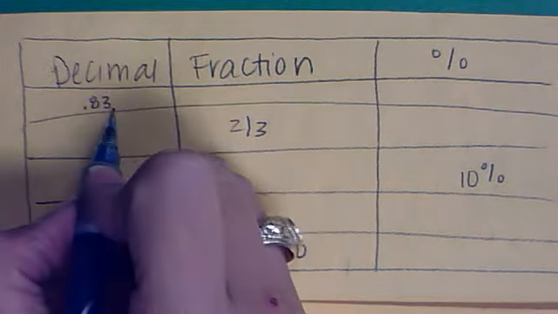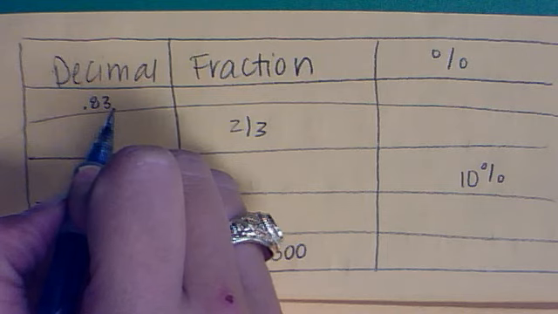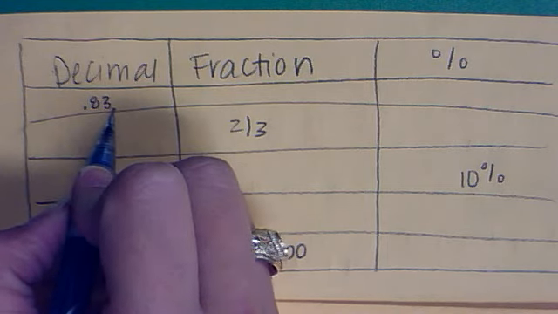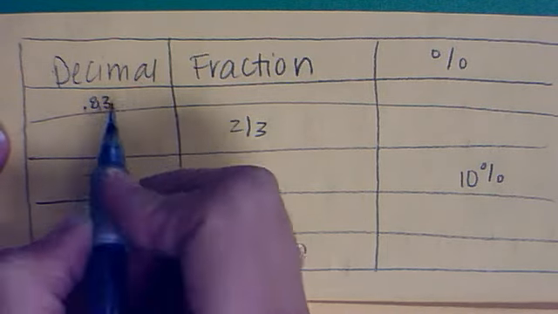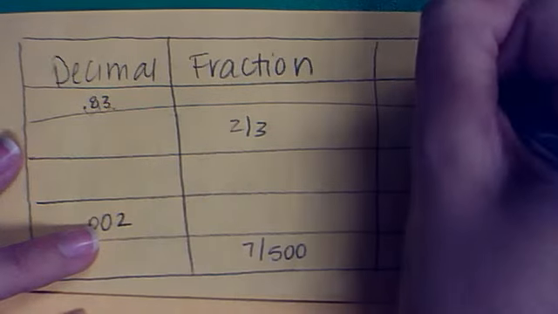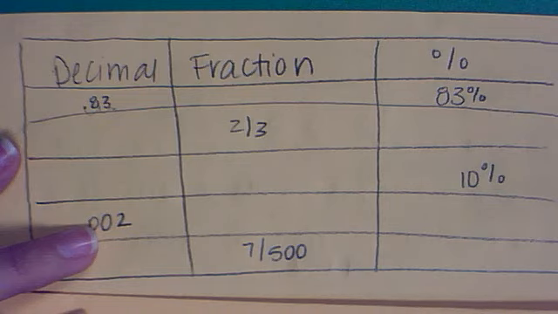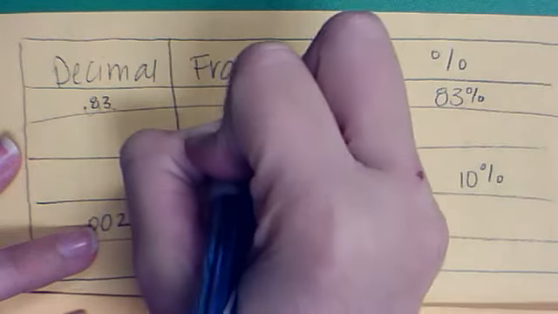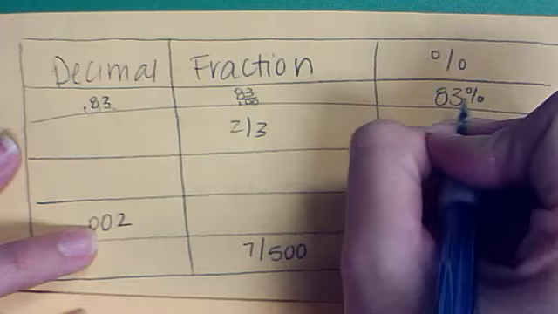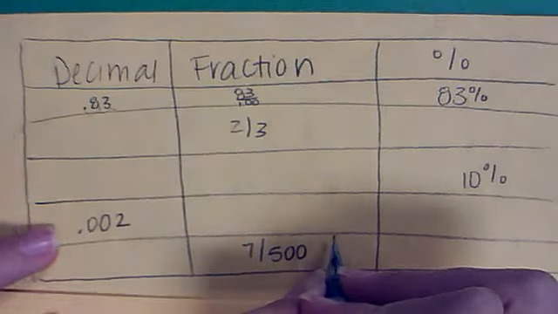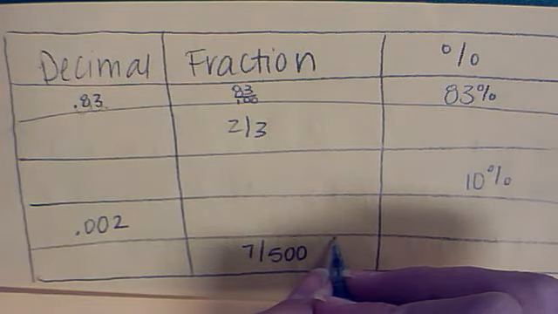Starting with the first one, if we start with a decimal of 0.83, to move it to a percent, the first thing to do, the easiest thing to do, is to move it over 2 places to the right. So it's 83%. Then, to get it as a fraction, we're going to do 83 over 100. There isn't anything that can reduce, so that's our final answer there.